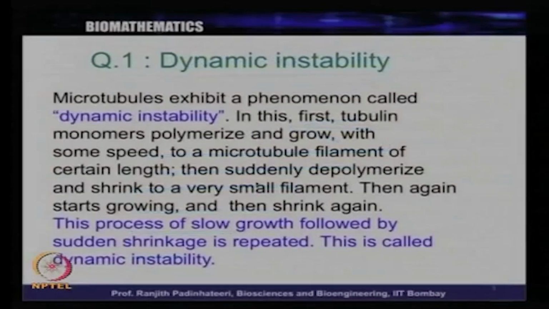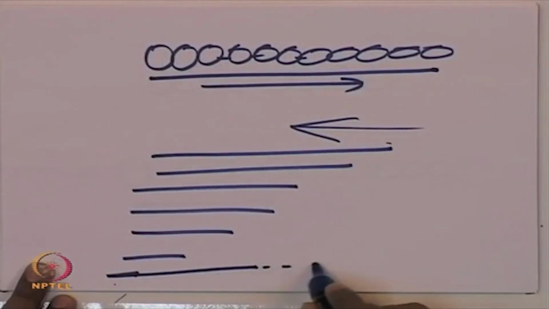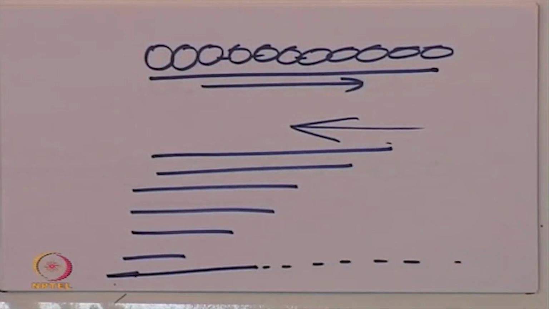Suddenly it depolymerizes and shrinks to a very small filament, then again starts growing, and after some time again shrinks. It might again start growing and then shrink again and grow again and shrink again. So if you look at this filament, it will just grow, shrink, grow, shrink.